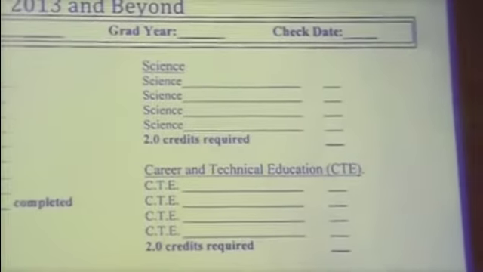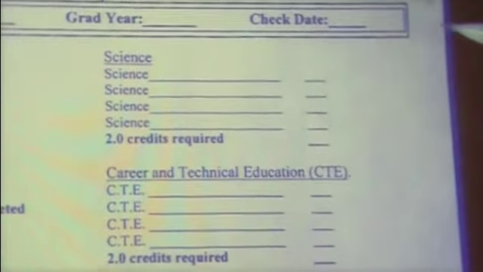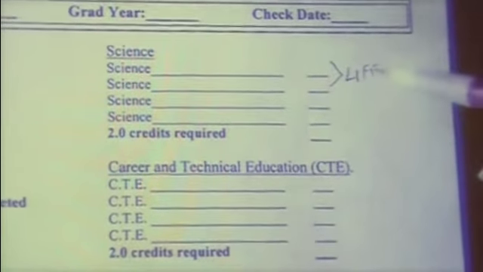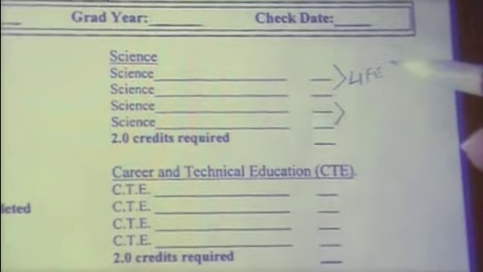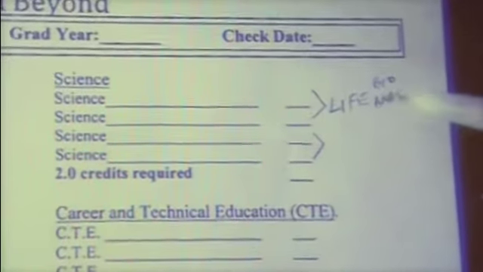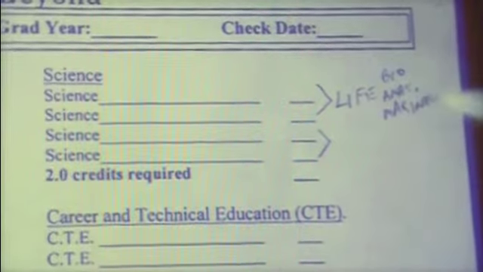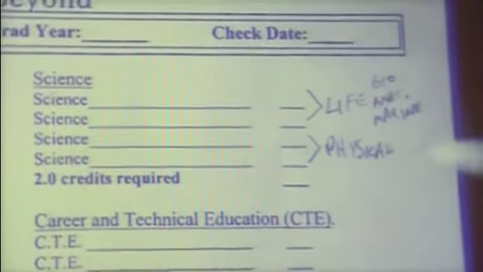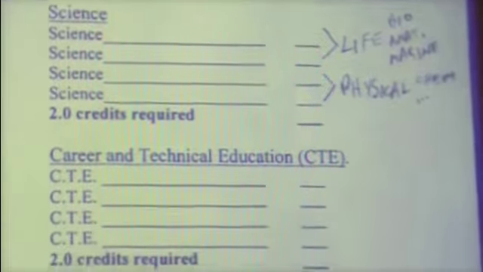On to the next column at the top of the other side. Science credits. The important thing, and we need to update our form for this, is you have to have 2 credits of science. One should be a life science. Life science includes biology, marine biology, zoology, anatomy and physiology. Or I have to have a year of physical science. Those physical science classes include chemistry, physics, and AP or honors of those as well.